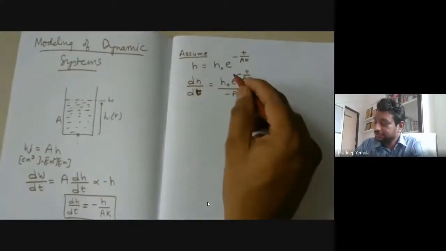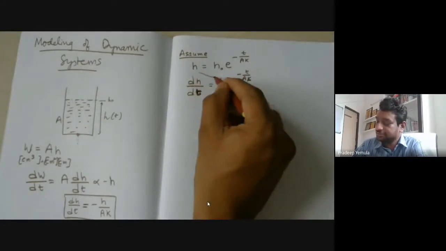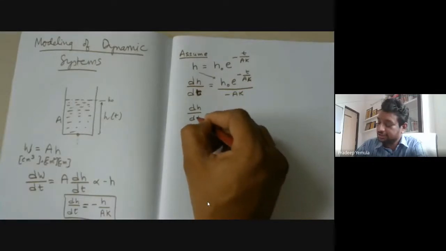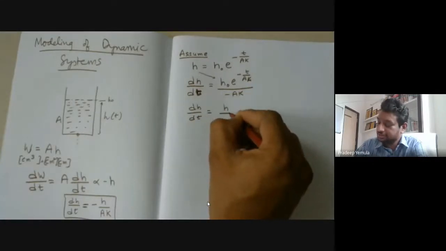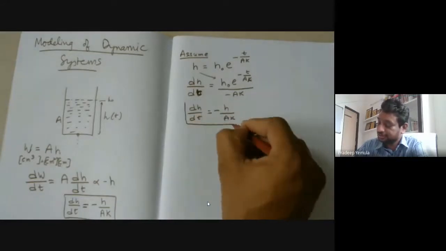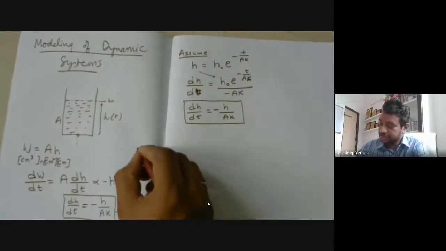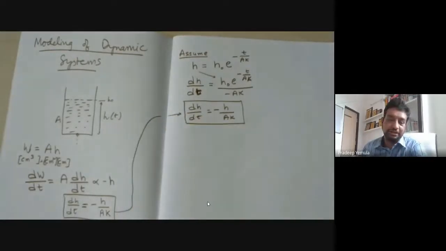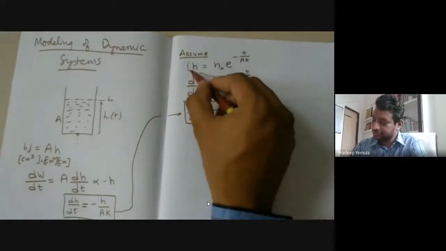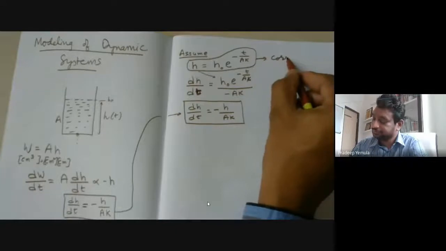Now, if you look at the numerator, it is exactly the same as this one. So the h can be substituted here easily. So I get dH by dt is nothing but h by aK with a minus sign. So if you notice what we have here, this is exactly the same. So that means our assumption is correct. Our assumption that this is the formula for h, this is the correct solution.